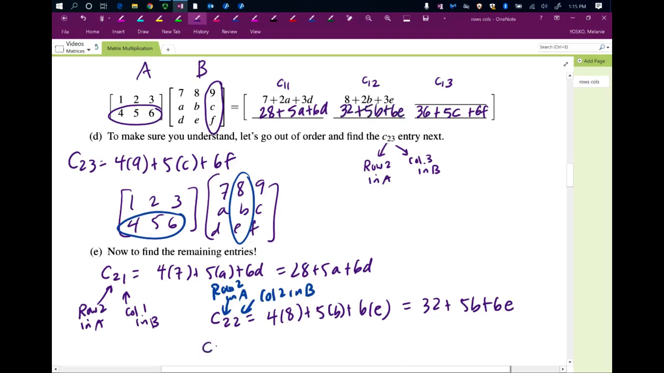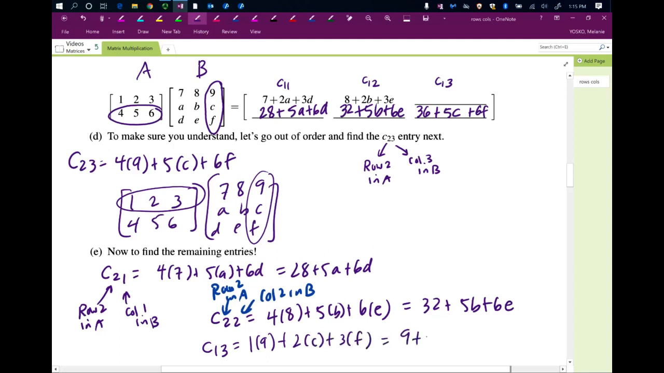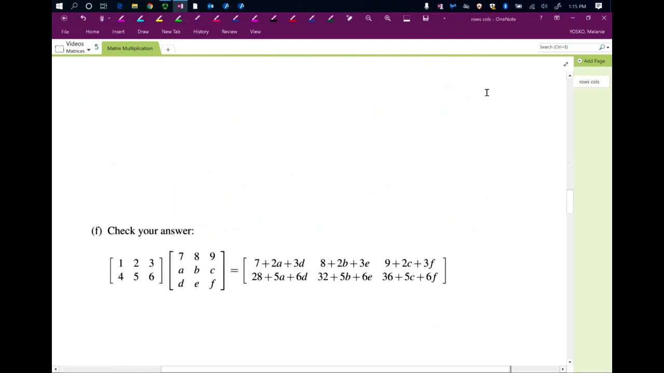And let's do the last one, C13. So 13 means row 1 in A and column 3 in B. 1 times 9 plus 2 times C plus 3 times F. Okay. Let's check our answers. We got the answers down here. Is that what we had? I think so.